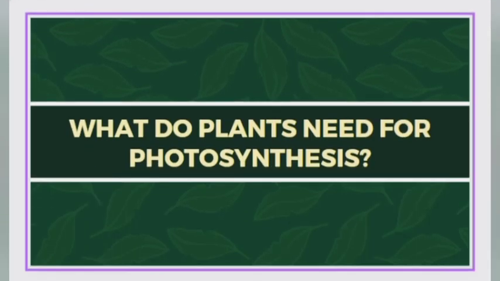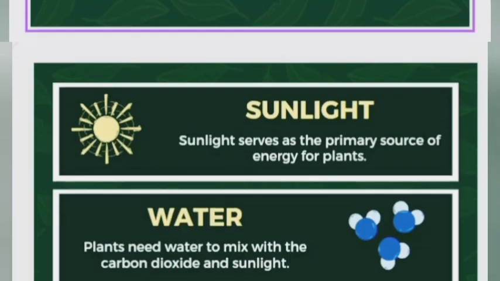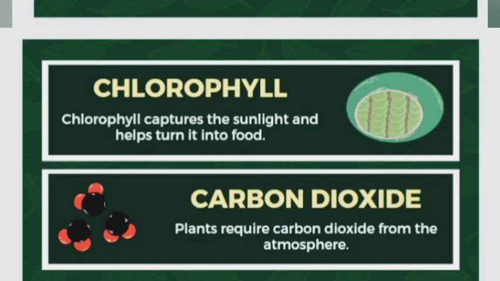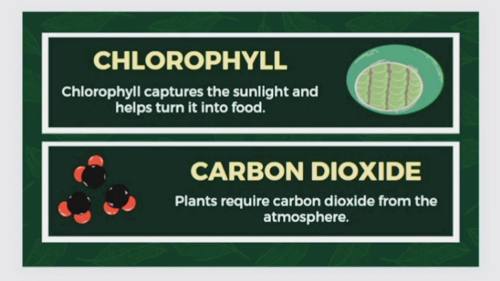Next, what do plants need for photosynthesis? Sunlight. Sunlight serves as the primary source of energy for plants. And next, water. Plants need water to mix with the carbon dioxide and sunlight. Next, plants need chlorophyll. Chlorophyll captures the sunlight and helps turn it into food. Then, carbon dioxide. Plants require carbon dioxide from the atmosphere.